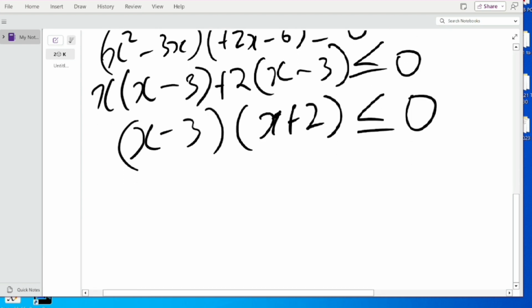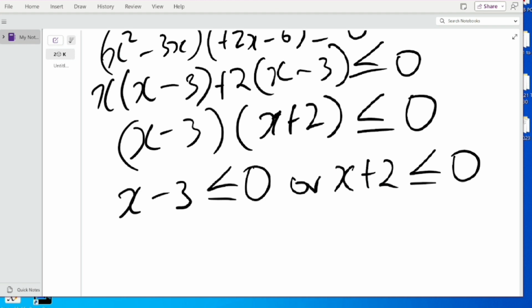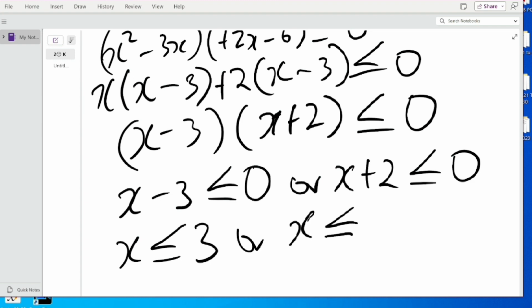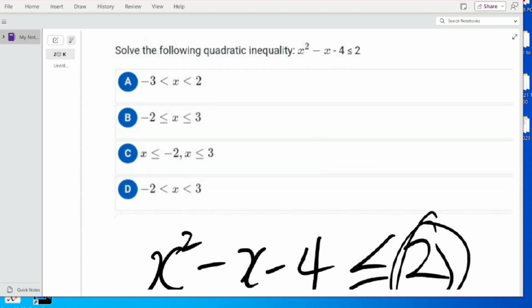We equate both of them to 0. You have x minus 3 equated to 0, or x plus 2 equated to 0. x is equal to 3, or x is equal to minus 2. So our answer is therefore C.